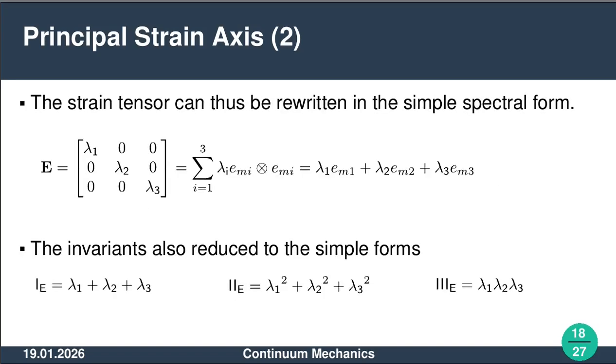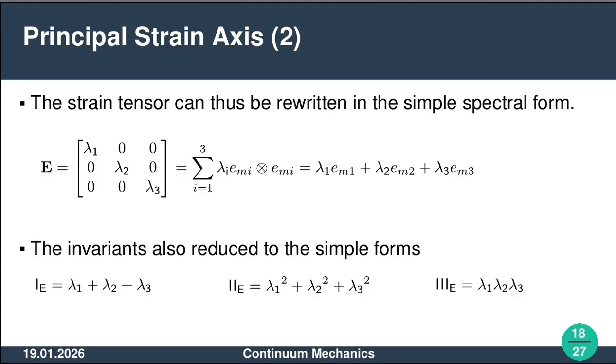With this result, we can rewrite the strain tensor in an alternative form called the spectral form. It reads E equals the sum from i equal 1 to 3 of lambda i times the dyadic product of EMi with EMi. So it equals lambda 1 EM1 dyadic EM1 plus lambda 2 EM2 dyadic EM2 plus lambda 3 EM3 dyadic EM3. EM1, EM2, EM3 are the Cartesian reference axis unit vectors. M stands for material coordinate.